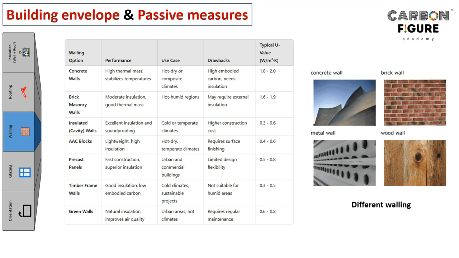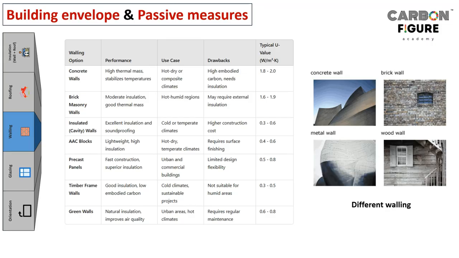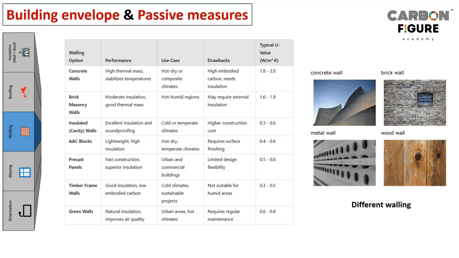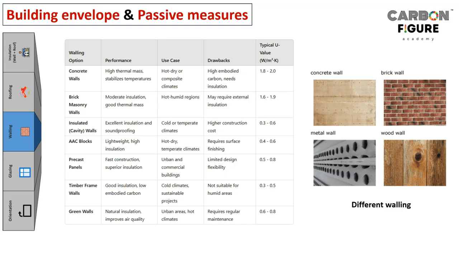Then timber: good insulation, low embodied carbon, and very importantly, useful for cold climates and sustainable projects. If you visit any hilly regions for any vacation, you can see resorts are preferring these wooden materials in their interiors and major building components, right? Because of that, it provides some anti-weather comfort from the outdoor in the indoor spaces. It's not suitable for humid areas, so that's also what we should consider.